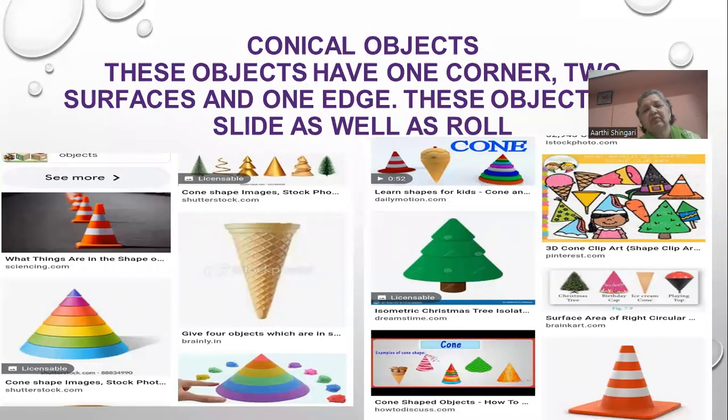Next is conical objects. These objects have one corner, 2 surfaces and 1 edge. Now 2 surfaces. In these 2 surfaces, you can see here, one is plane and other is curved. So one plane surface and other is curved. That means these objects can roll as well as slide. There are various examples like ice cream cone, joker's cap, tent. These objects, they can roll as well as slide.